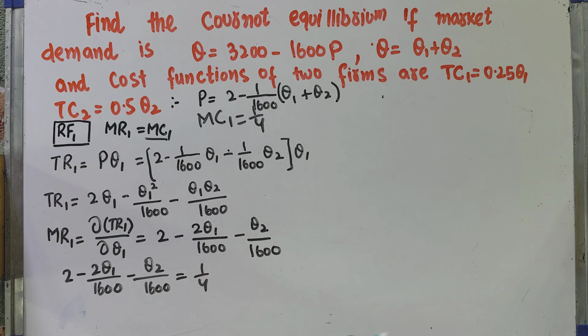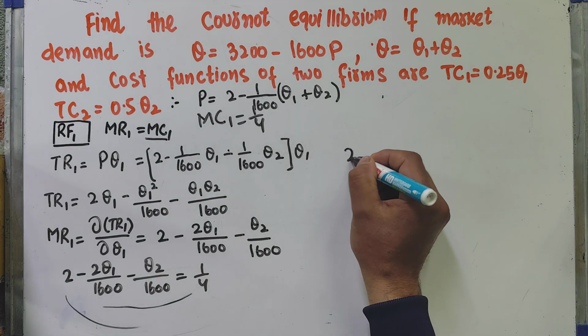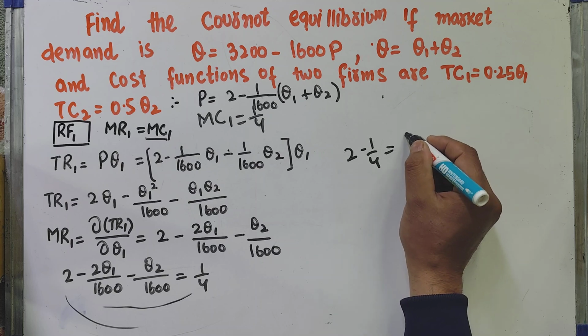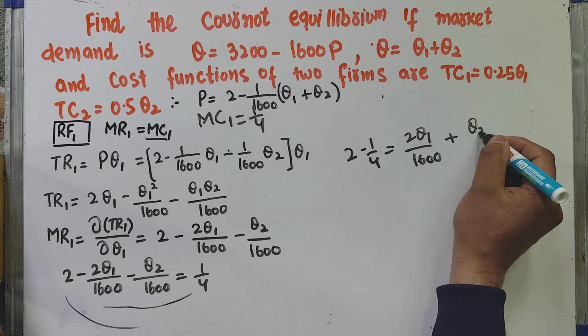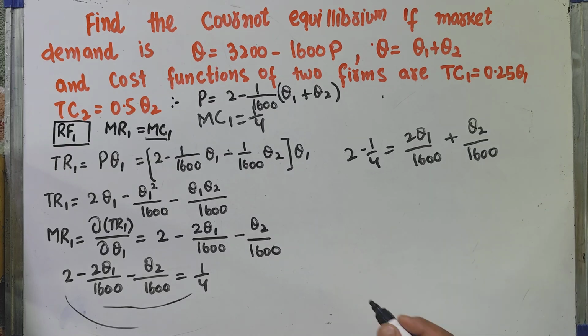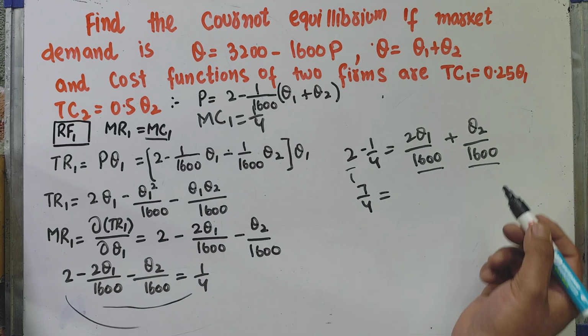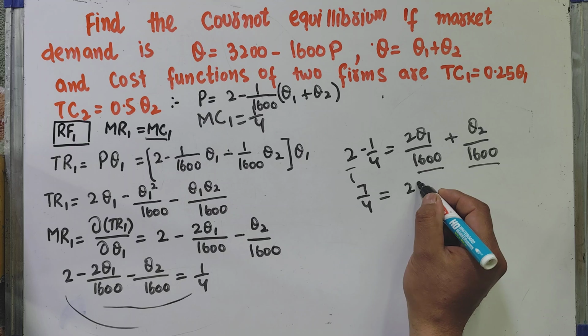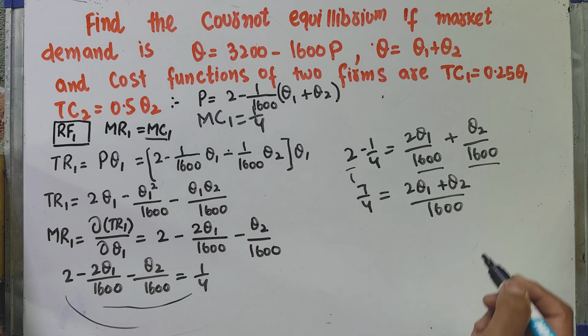Let us solve it here. If I transpose this term here and this term there, what happens? We will get 2 minus 1 upon 4 is equal to twice Q1 divided by 1600. It will become positive, and this will also become positive 1600. So 4 2s are 8, minus 1 is 7 upon 4 is equal to, as the denominator is the same, we can add up the numerators. So we get twice Q1 plus Q2 divided by 1600.